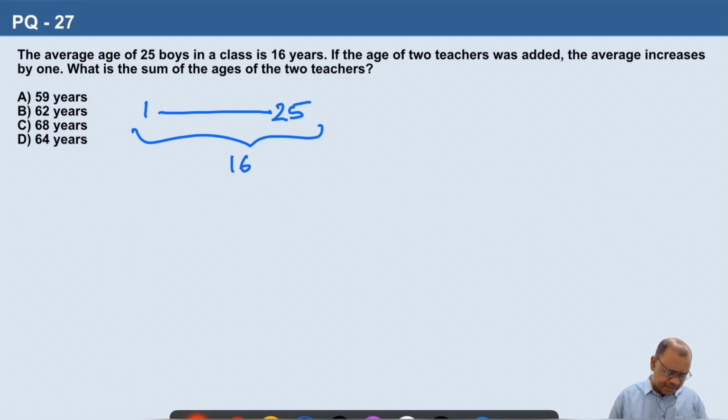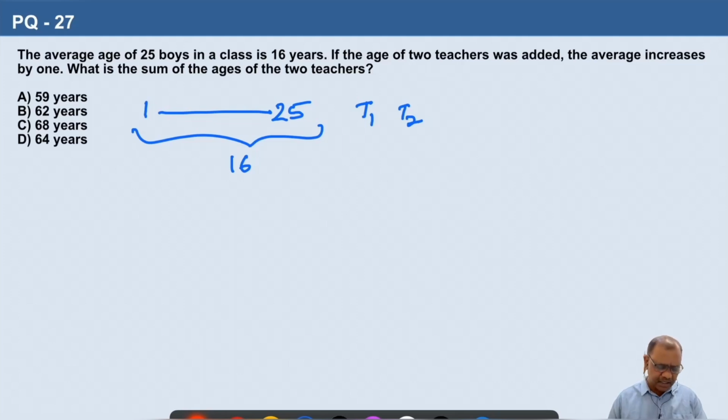So, the ages of 2 teachers were added. Then the average increases by 1. The average of all the 27 people will increase by 1. So, that becomes 17. So, the average age of all the 27 people will become 17. So, what is the age of the 2 teachers?